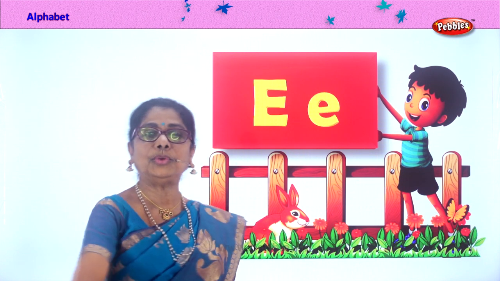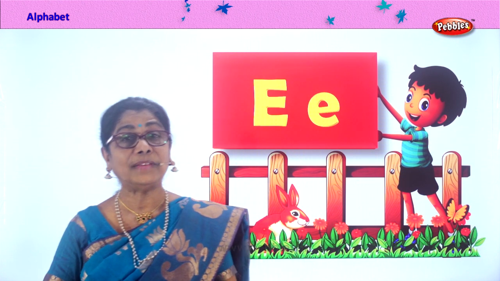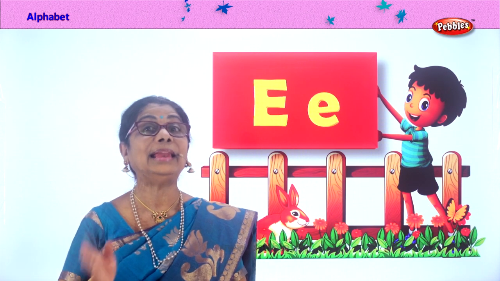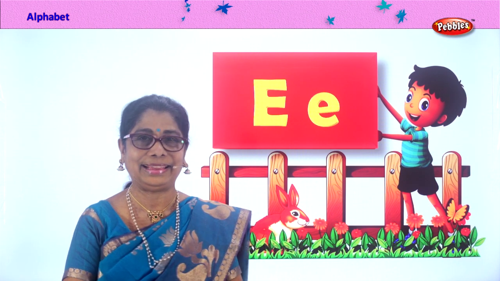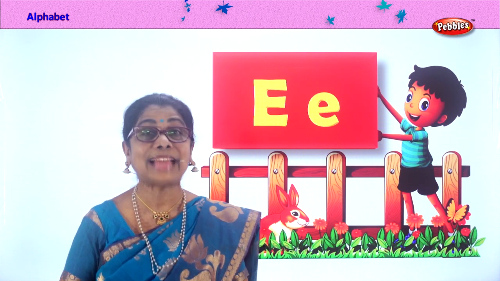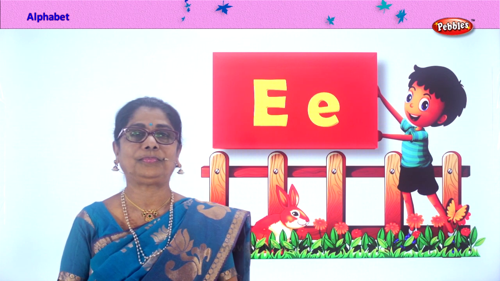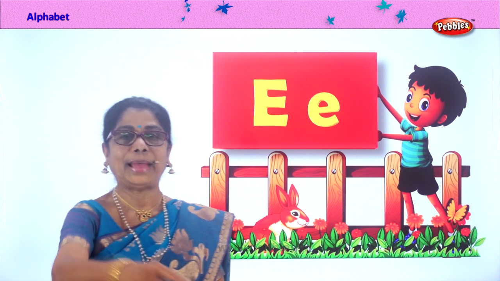Egg. Now, let's imagine that you have a pan here and you have an egg and you're going to make an omelette out of it. Let's take the egg. Let's learn to crack the egg. So, the sound of E is E. Here is a pan. You're going to put lots of eggs in the pan.